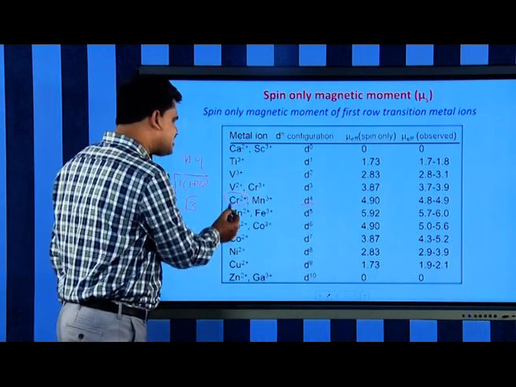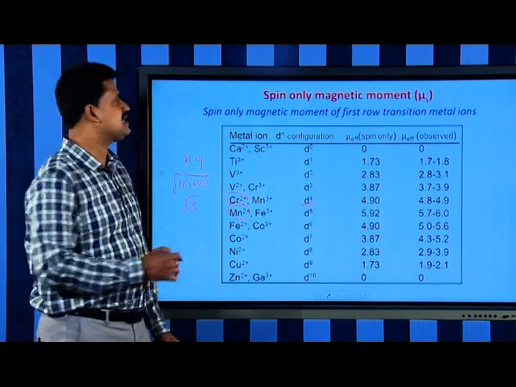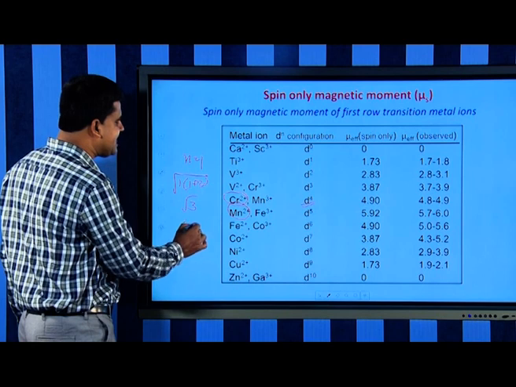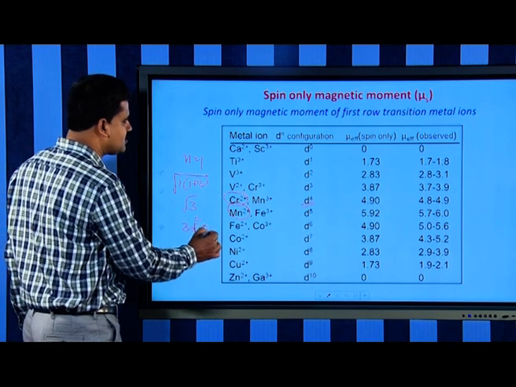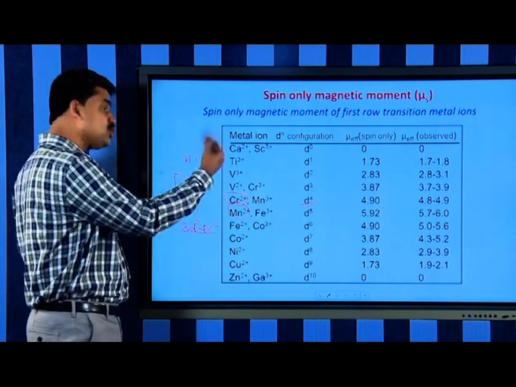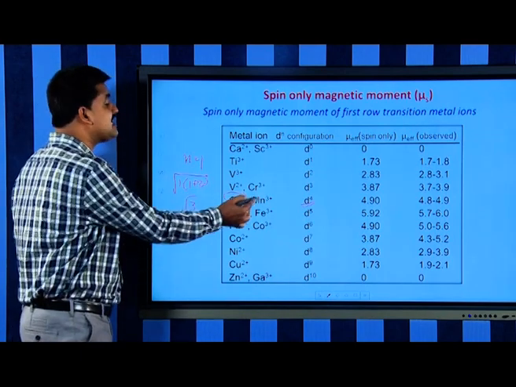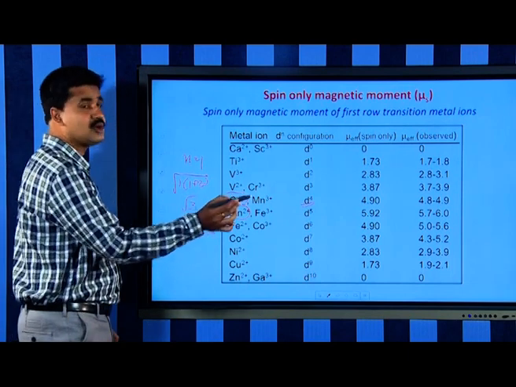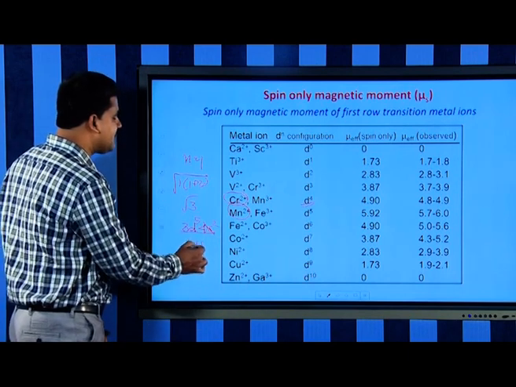And for manganese 2 plus, the electronic arrangement for elemental manganese is 3d5 4s2. When you remove 2 electrons from manganese, you will get Mn2 plus. For Mn2 plus, 4s will be 0 and the configuration will be 3d5.